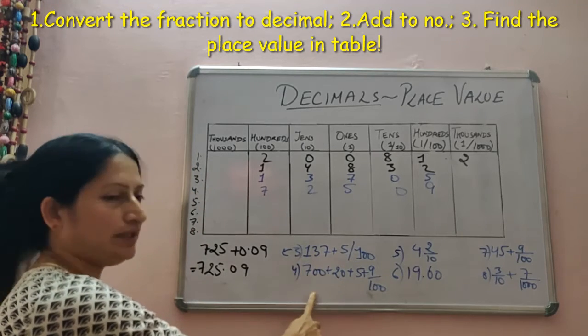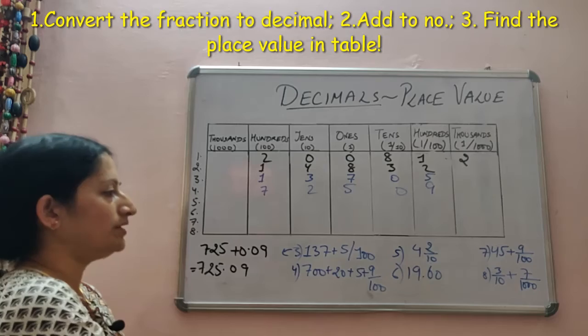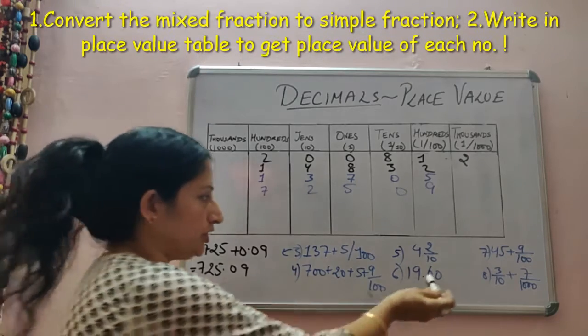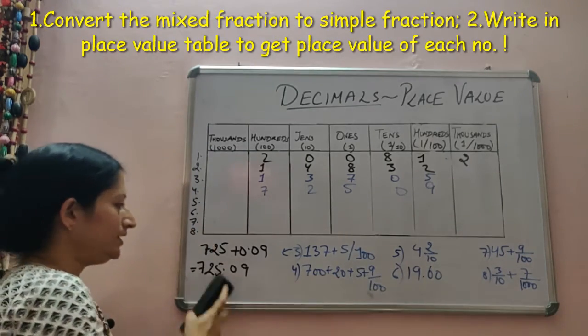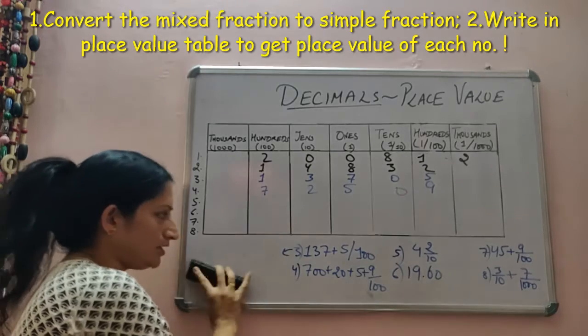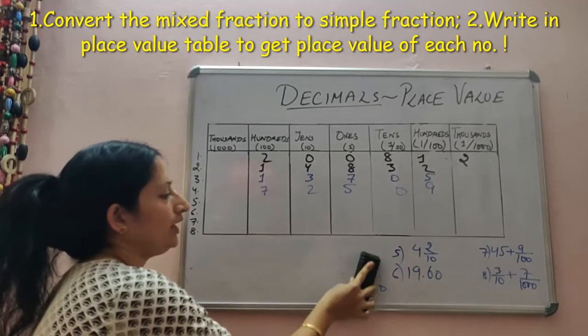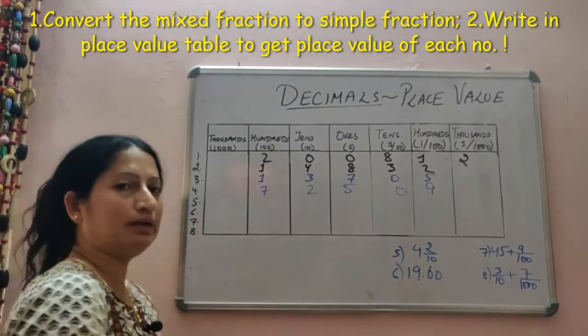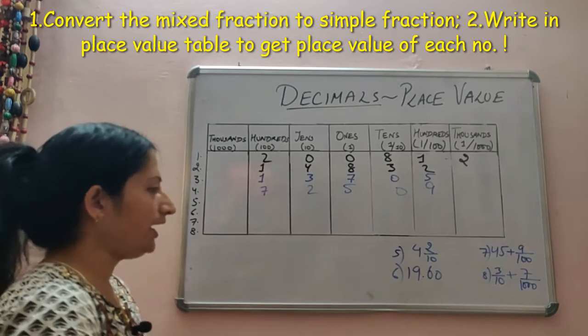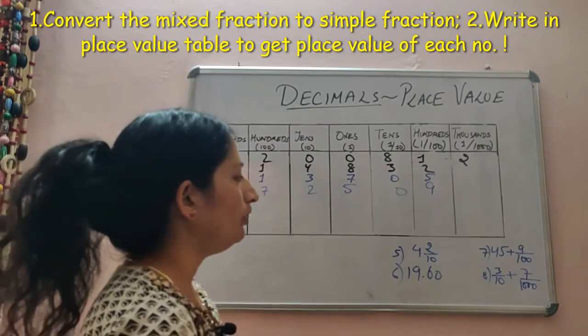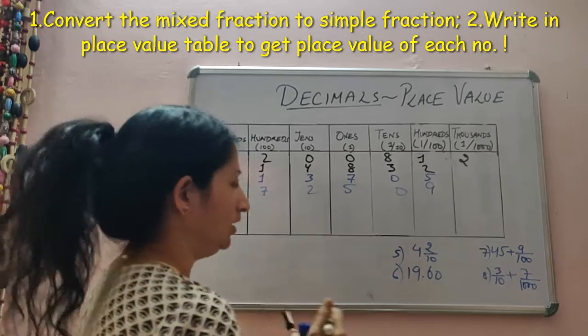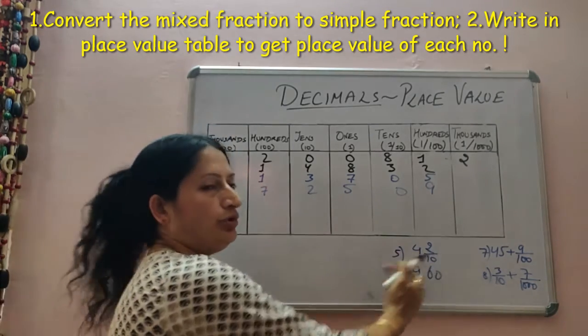So we have covered till here. Now let's go to the fifth question here. I am rubbing this off so that you can understand the next number clearly. So we have 5, 4, 2 by 10. Fifth one is 4, 2 by 10.